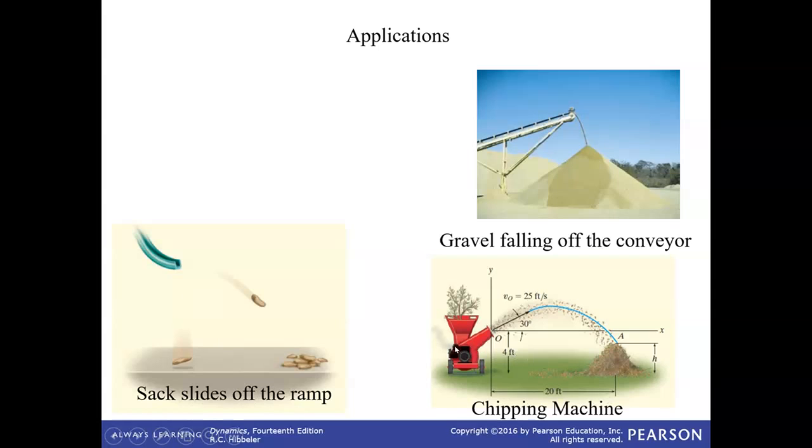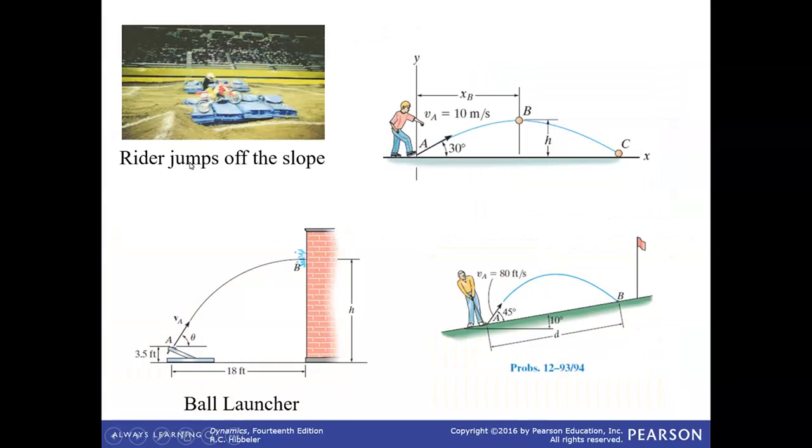A chipping machine throws wood chips a certain distance. So depending on the angle and velocity of the wood chips coming out of the machine, we can calculate how far and how high they will land. A rider jumps off the slope, that's projectile motion, for example a high jump using motorcycles, monster trucks, or cars.